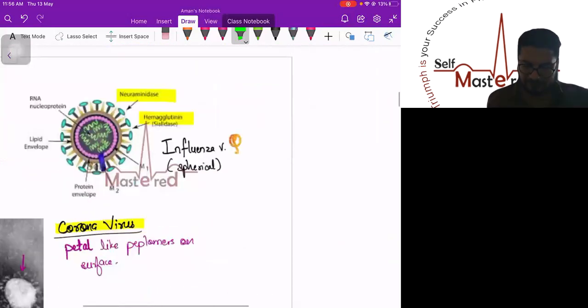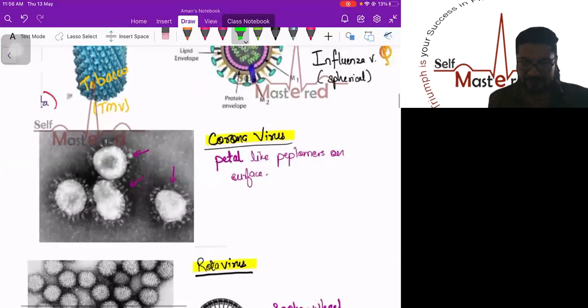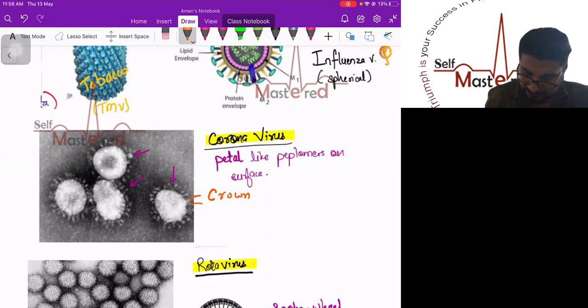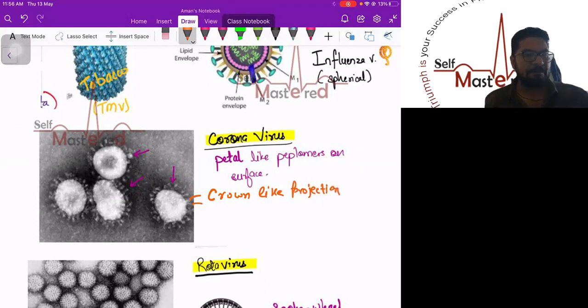After the shape of virus, the expected question behind this will be coronavirus. You can see these crown-like projections. Coronavirus has crown-like projections. We call them petal-like peplomers on the surface.